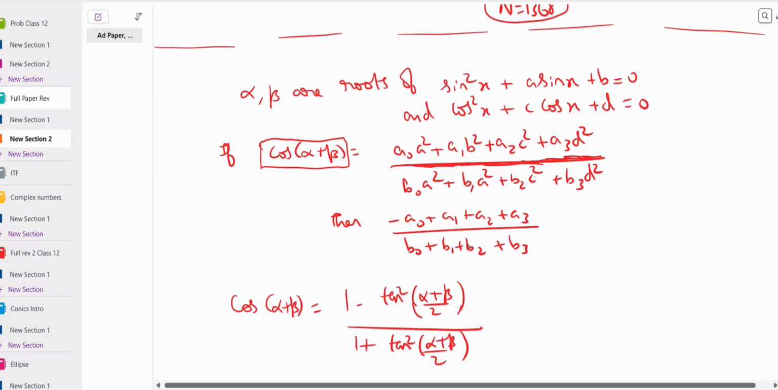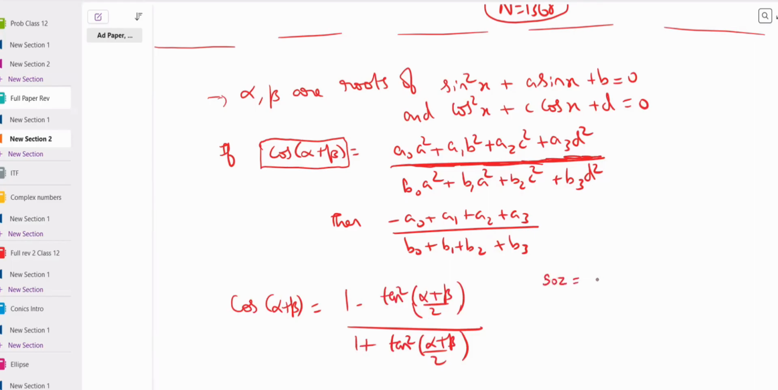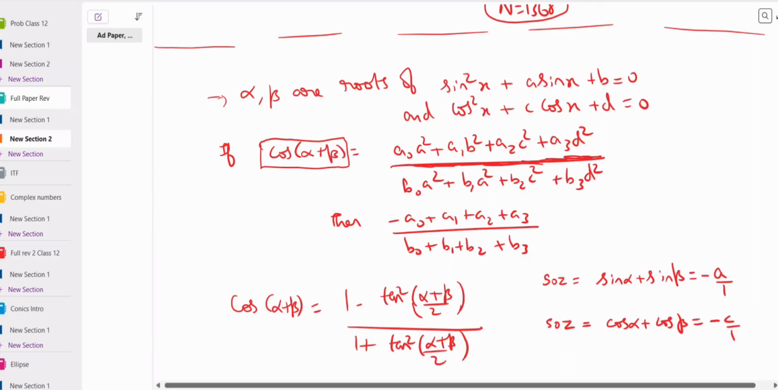Let's go back to the question. Alpha and beta are the roots of these quadratics, meaning the values of x. So when you do the sum of zeros for the first equation, it gives sin α + sin β, because they are the two roots, which equals −b/a. And the sum of zeros of the second equation, cos α + cos β, gives −c/1. Am I right?